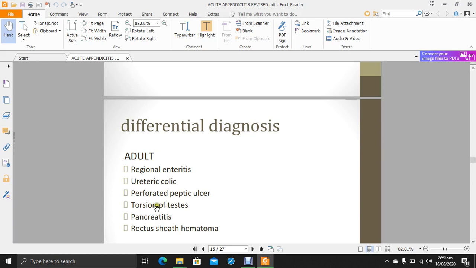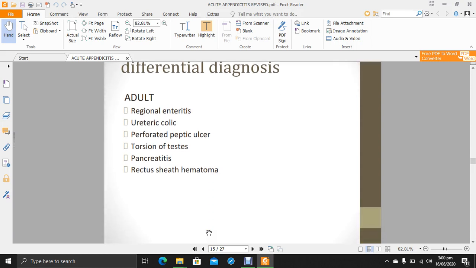And testicular torsion, especially when torsion occurs in a right-sided undescended testis, you will be confused that this may be acute appendicitis, and the pain is sharp, very severe, and sudden. Acute pancreatitis can also present with pain in the right iliac fossa, and right rectus sheath hematoma, sometimes because of trauma or trauma to the right inferior epigastric artery, where a hematoma develops. You may be confused. So these are the differential diagnoses of acute appendicitis in adults.